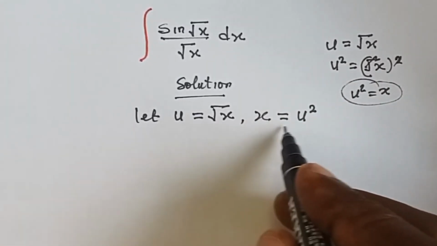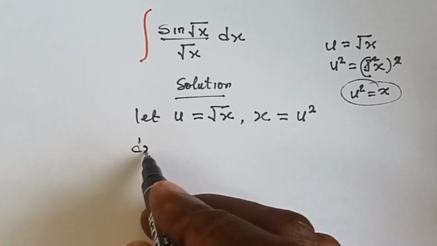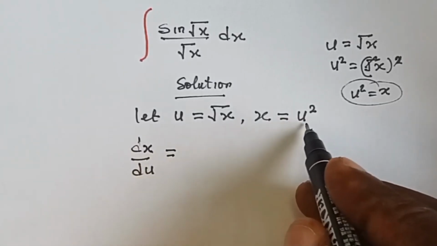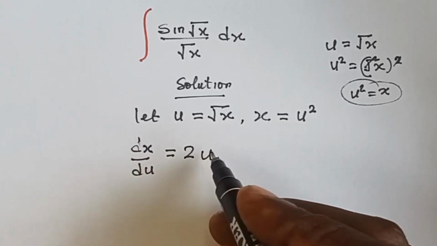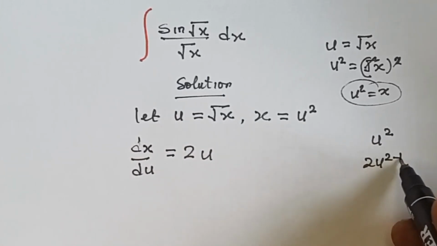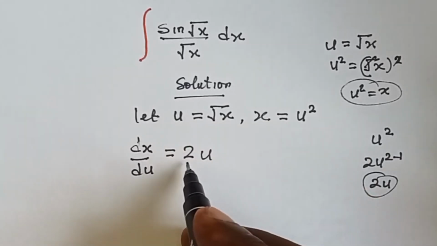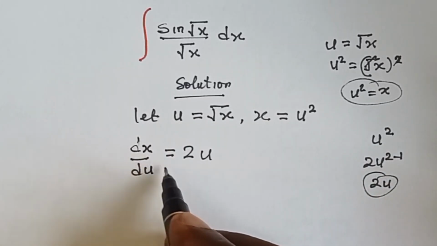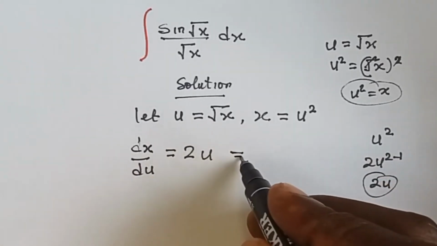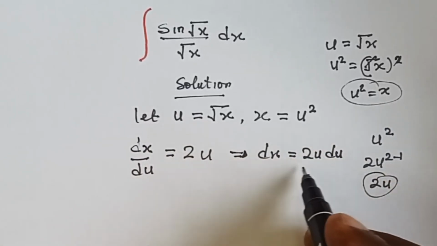All right, so now let's differentiate x equals u squared. And then you know that becomes dx/du equals, when you differentiate u squared, it gives 2u. Remember in differentiation, when you have u squared, this becomes 2u, 2 minus 1, and that is 2u. So when you differentiate u squared, it becomes what? 2u. And then from here, we can make dx the subject by cross multiplying. So this will actually give us dx equals 2u du. All right, so that is what our dx is.